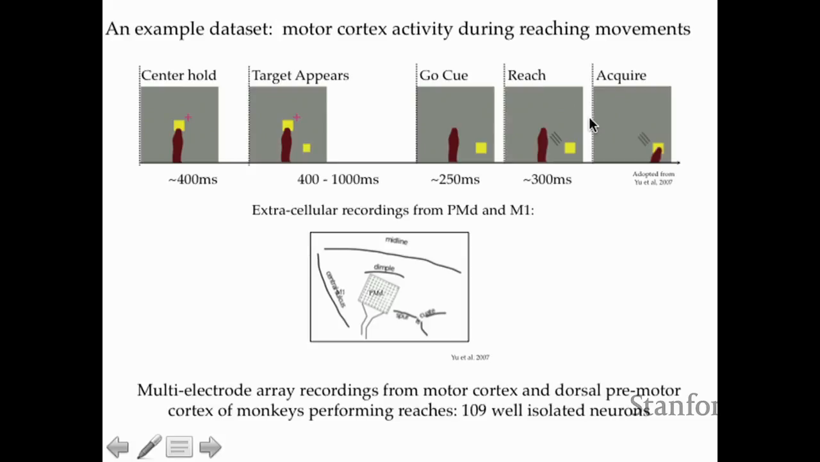But all the action is happening here within this about 600 millisecond window. It takes about 600 milliseconds for this monkey to do this rapid reach. And there's a lot of dynamical neural activity patterns during that 600 milliseconds across all the neurons.